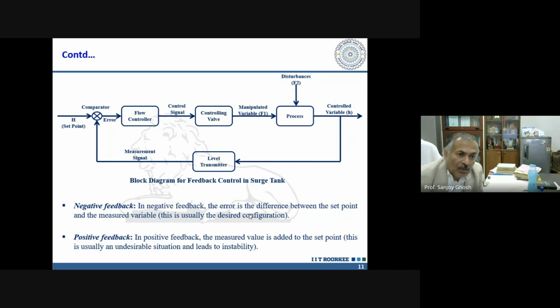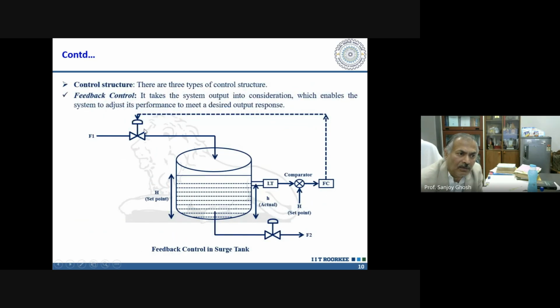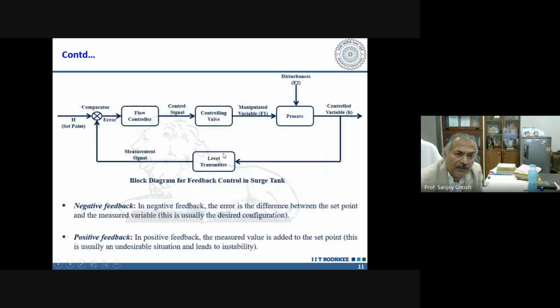Now look at this control structure. This is a block diagram that I told you. The flow controller is there, controlling the valve. This is the controlling valve. That means it is controlling what? F1 is being manipulated very well. This F1 को control कर रहा है, controlling valve.